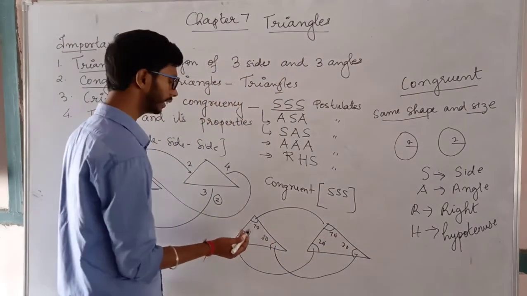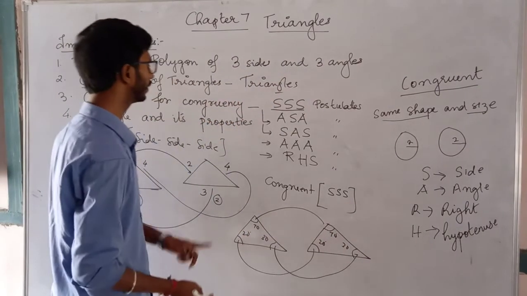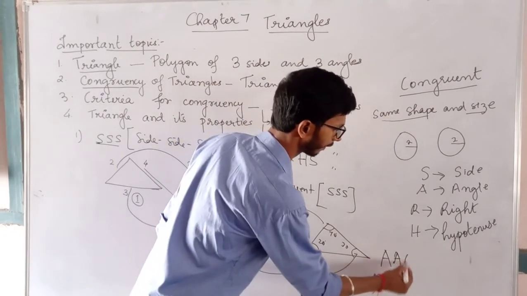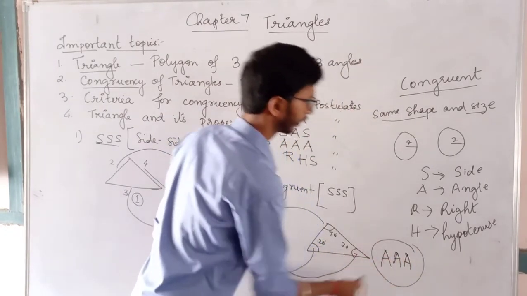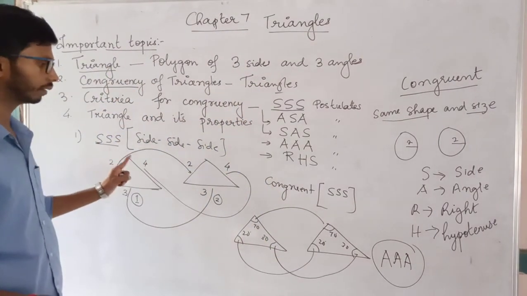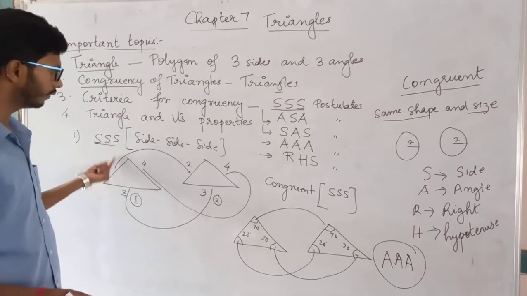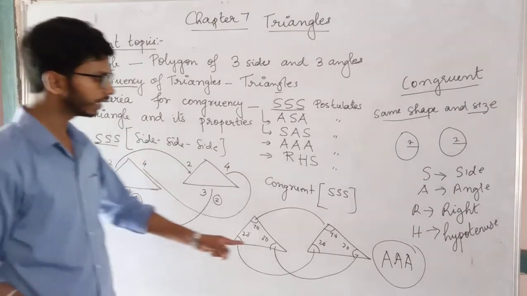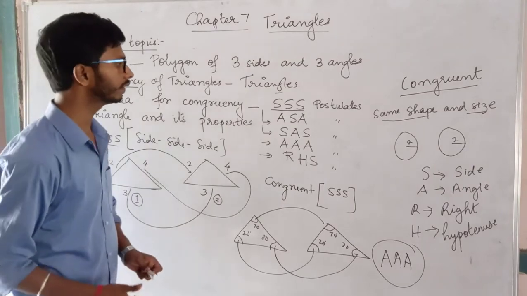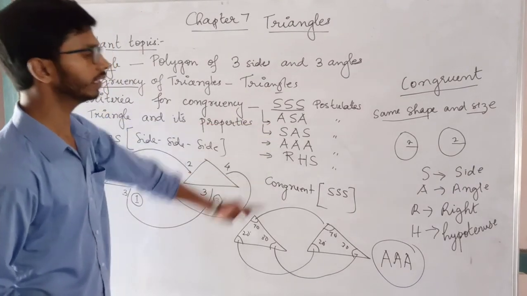So we can tell that these two triangles are congruent by which postulate? Triple A. So triple A and triple S both are nearly the same. Here we are comparing the sides, here we are comparing the angles. Next we will see the remaining three.